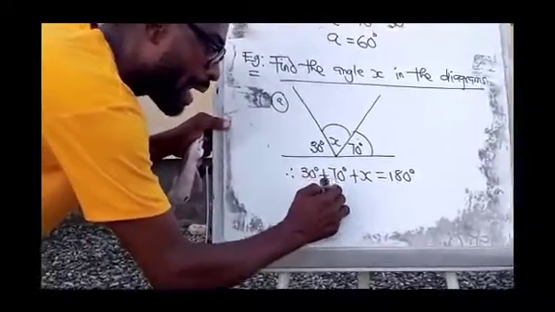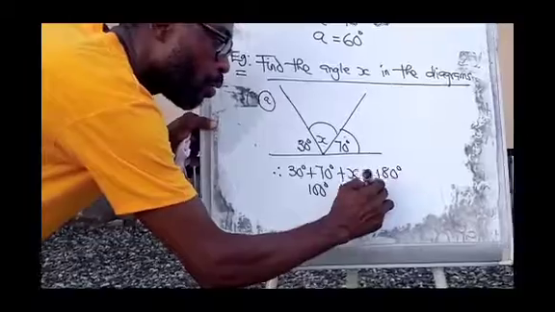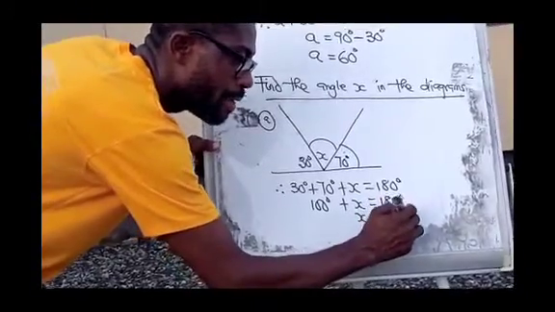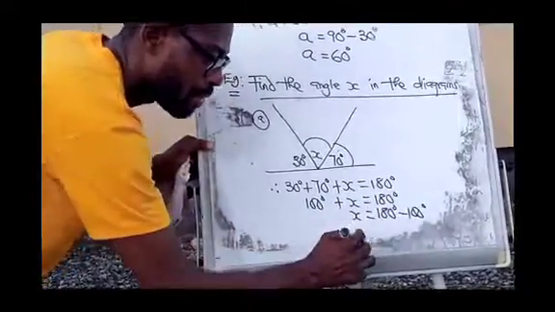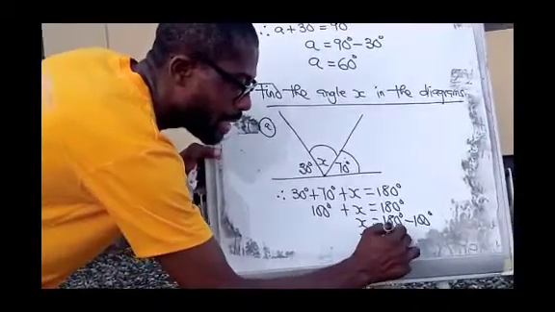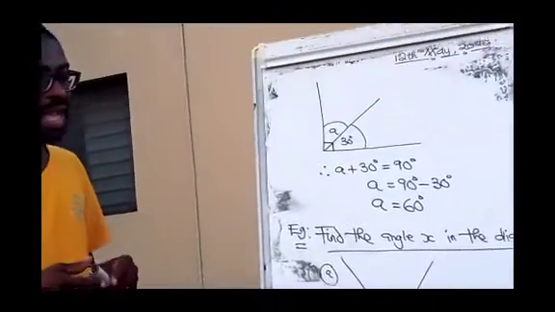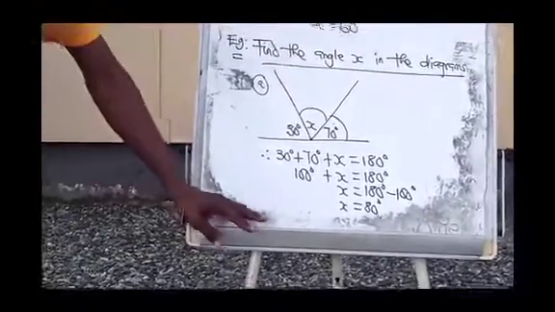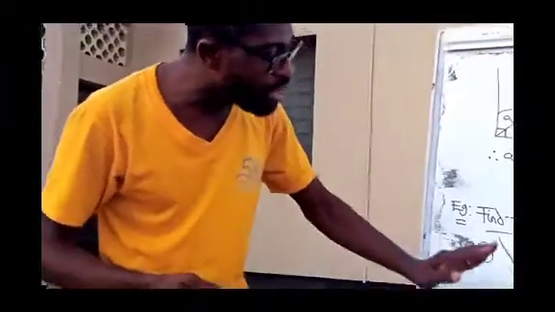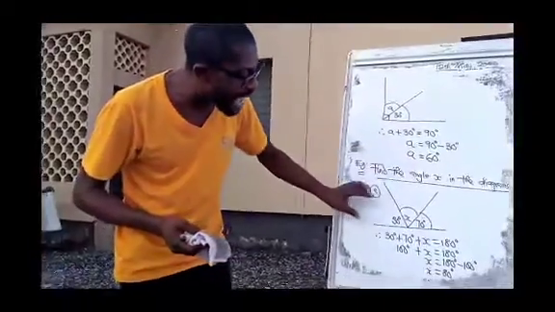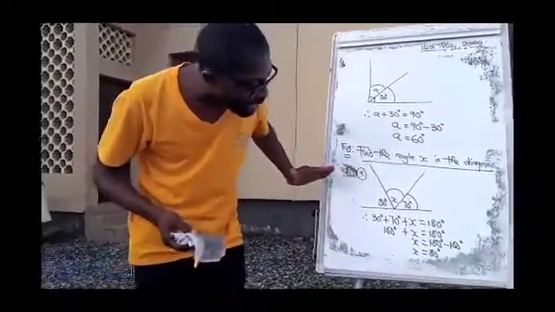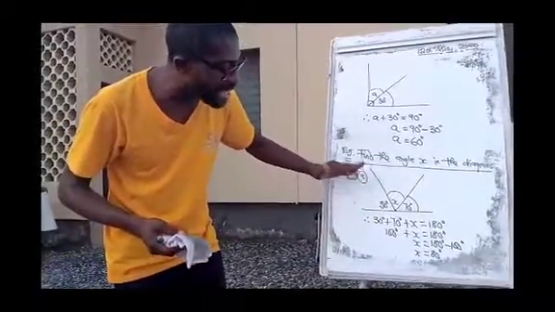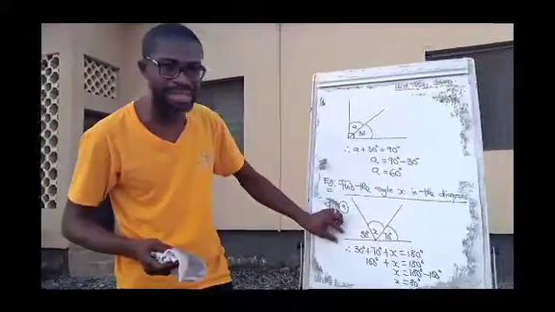70 plus 30 will give us 100 degrees, plus X equals 180 degrees. So we have X equals 180 minus 100 degrees. X equals 80 degrees. Then the first part has been determined, which is angle X. Is it difficult to calculate angles on a straight line? All that you need to do is observe the angles given, whether they are on the straight line or they are exceeding the straight line. If they are on the straight line, then the principle is that they should add up to 180 degrees.